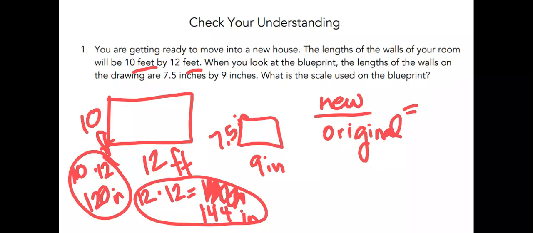Just go, okay, new divided by original. All right, 9. You get to pick which side you care about. Could be the long one, could be the short side. It's up to you. I'm just going to grab the one without a fraction in it. So new side is 9 inches divided by the original one, which is 144 inches.